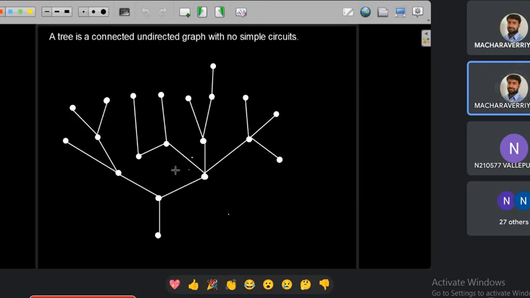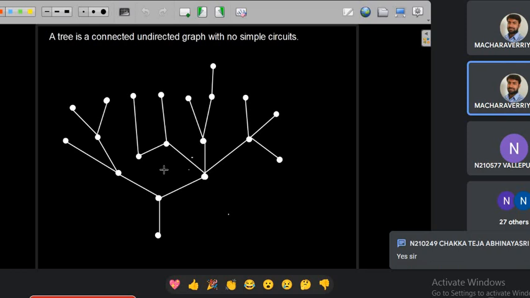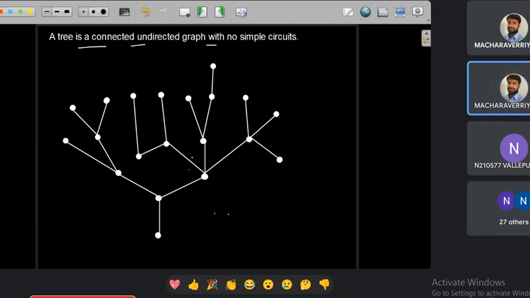So here I have a graph. Is this a tree? Is it satisfying the definition? First of all, is it connected? Okay. Now, is it having any simple circuit? No, there is no simple circuit, right? So it satisfies this definition. All right. Therefore, this is an example of a tree.